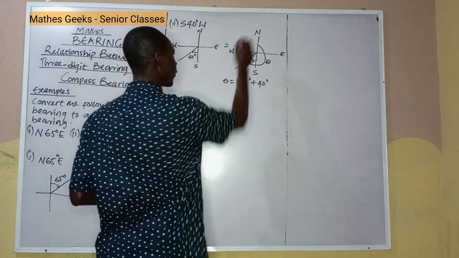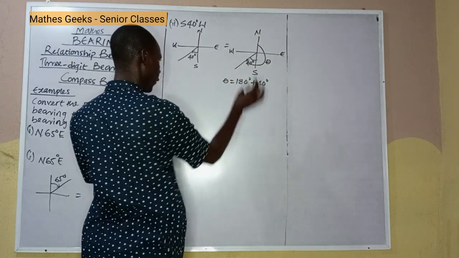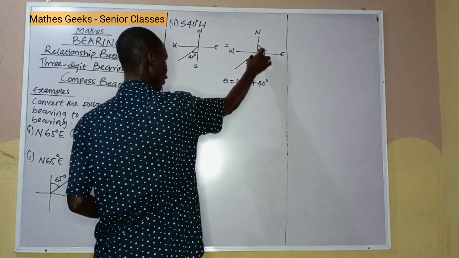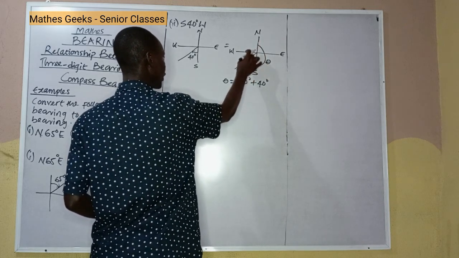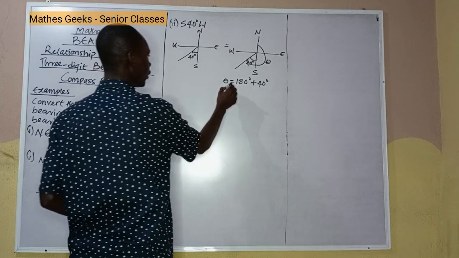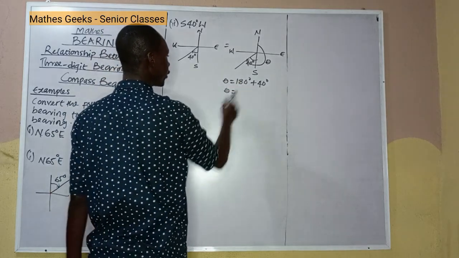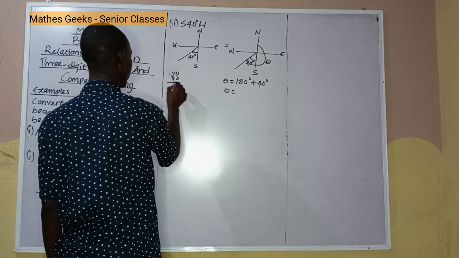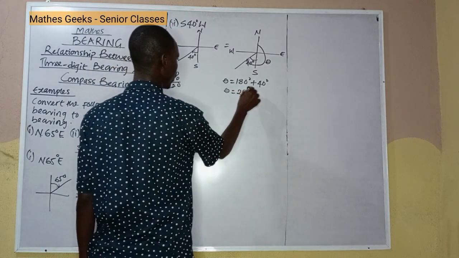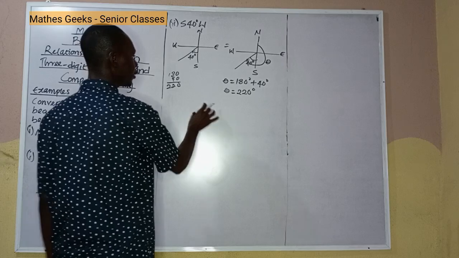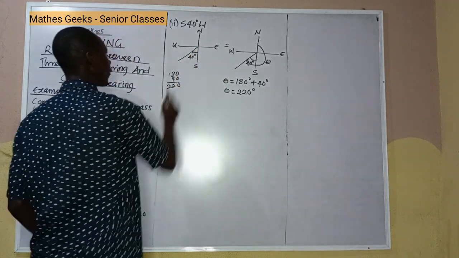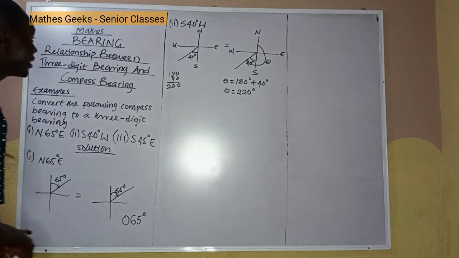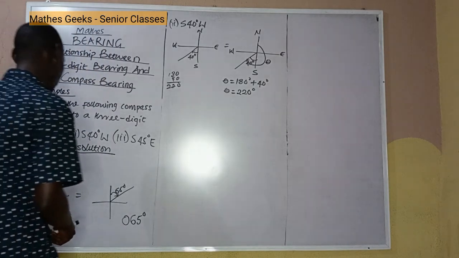So if you are getting from the north to this line, which is the whole distance, then that is from the north to south, which we know to be the 180 degrees angle in a straight line. Then from the south to this line, which is already given to us as 40 degrees. So theta is equal to 180 degrees plus 40 degrees, which gives us 220 degrees. So in 3-digit bearing, south 40 degrees west is equivalent to 220 degrees.